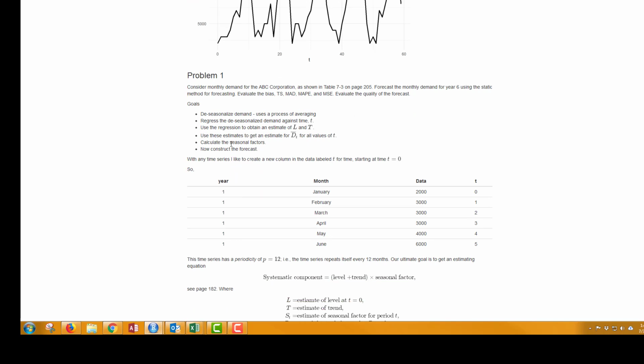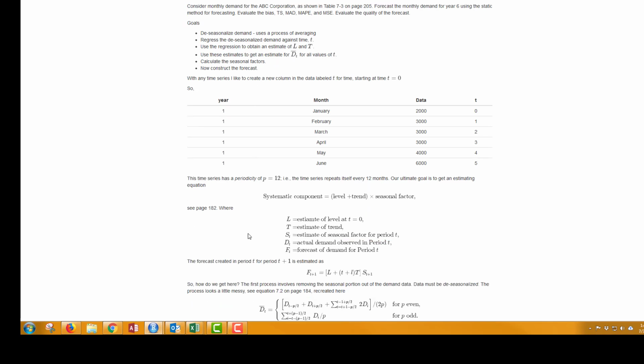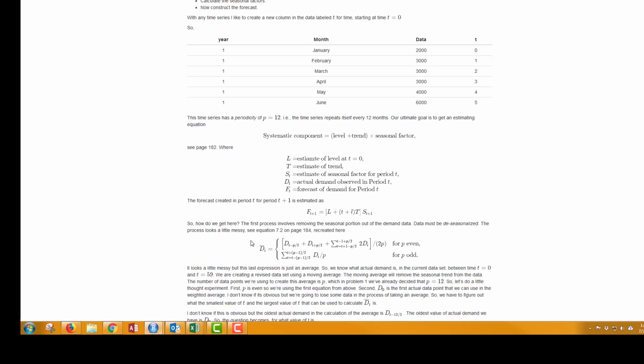Once I have that de-seasonalized demand, I will use it to run a regression, where the de-seasonalized demand will be the dependent variable, and time will be the independent variable. Once I have that regression, I will have obtained the level portion, the L, and the trend portion, which will be the slope of my regression. I will use L and T to get estimates for all time periods. Once I have that, I can move on to calculating seasonal factors, and then I have something complete, where I can calculate this systematic component of demand month by month.